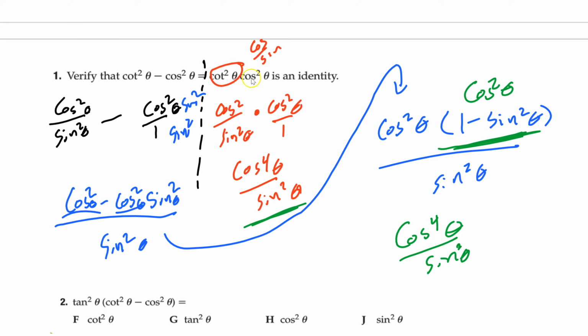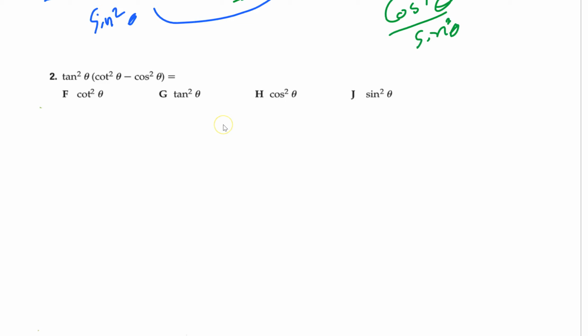Cotan squared, cosine squared. I'm not sure what that is. I'm going to rewrite cotan squared. So cosine squared per sine squared. And multiply it out. I got that. Over here, I just had to rewrite it. Common denominator. And then factor it out and solve. Next one's more of a matching one.